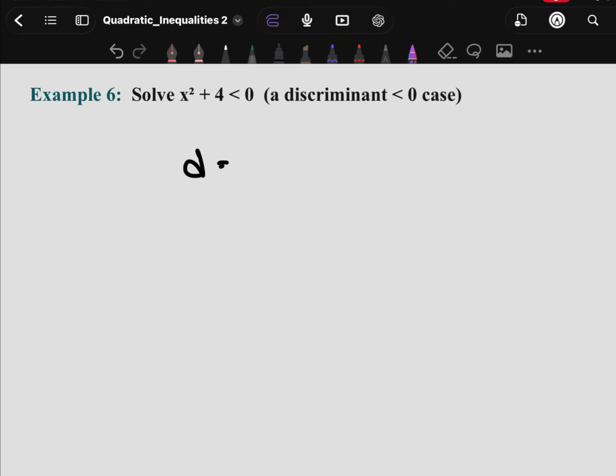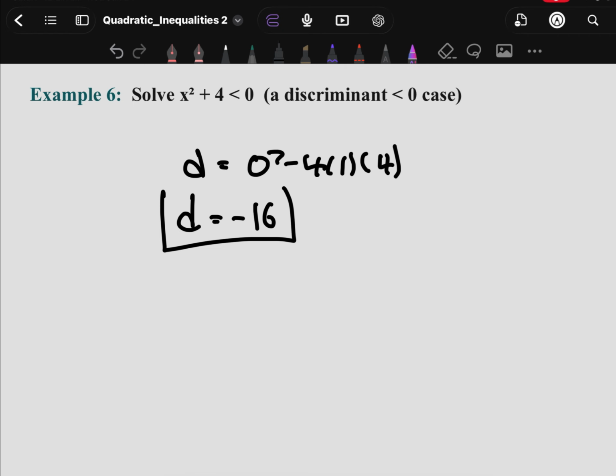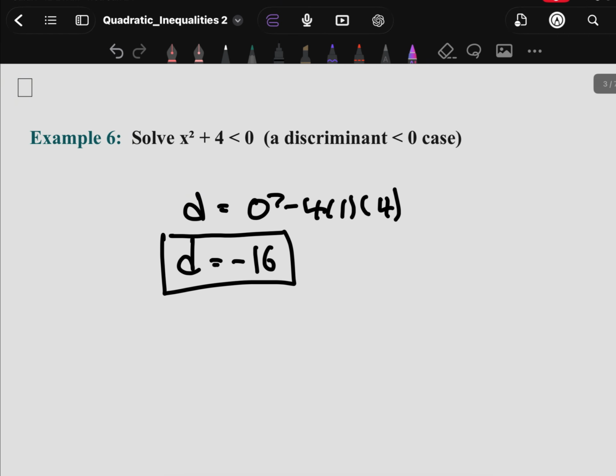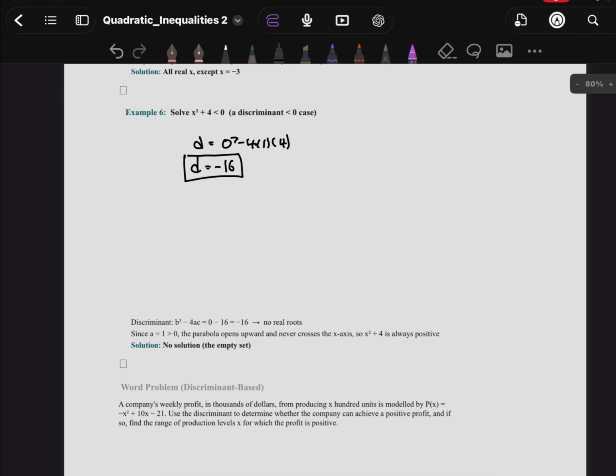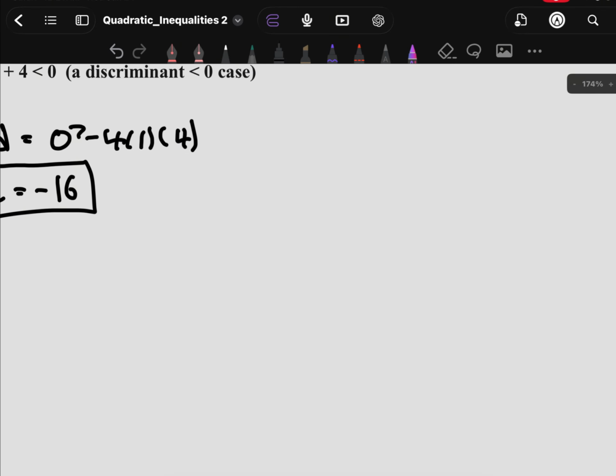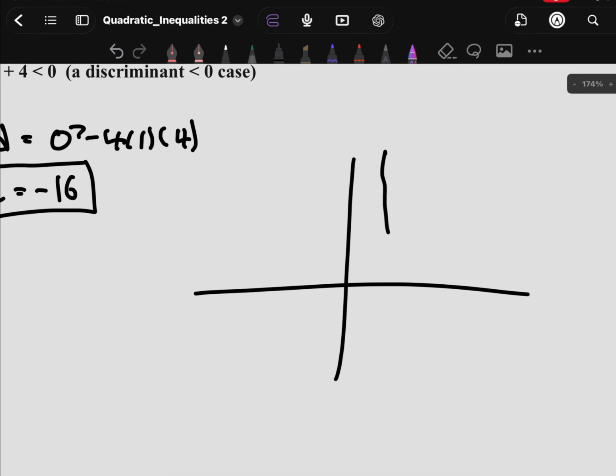So let's do that right now. Our b value is 0, a is 1, and c is 4. In this case, negative 4 times 4 is negative 16, and this is less than 0, meaning that it is not able to be used, and since that means that the parabola kind of looks like this, it does not touch anything, so we cannot actually solve the quadratic.